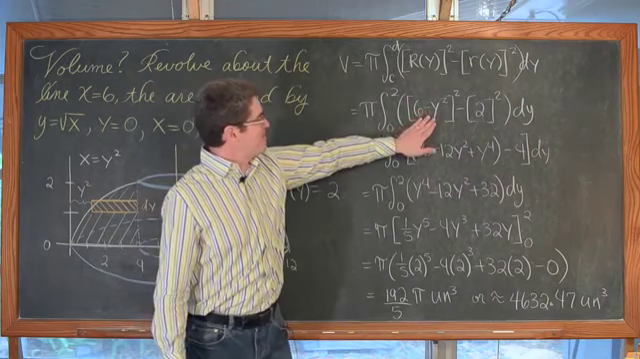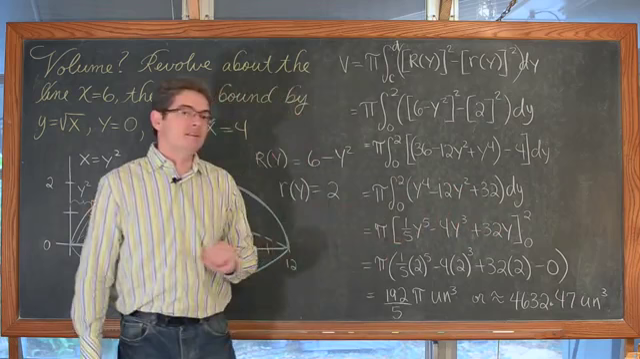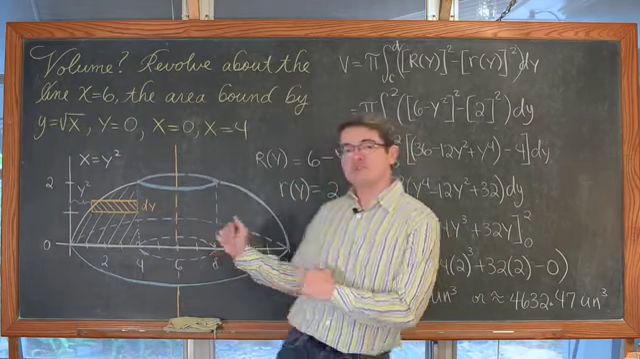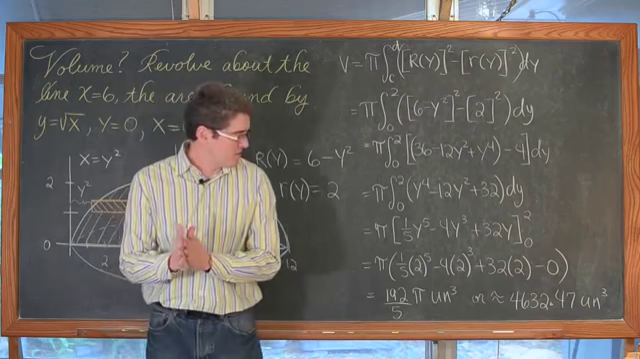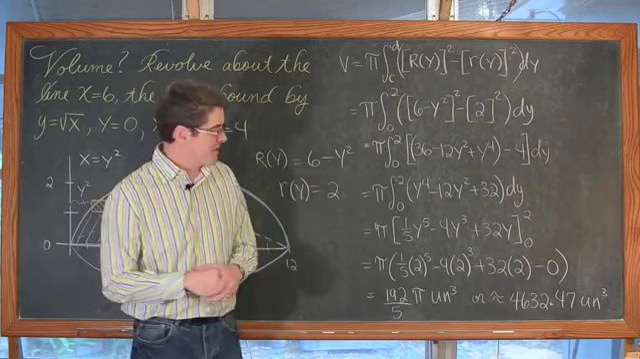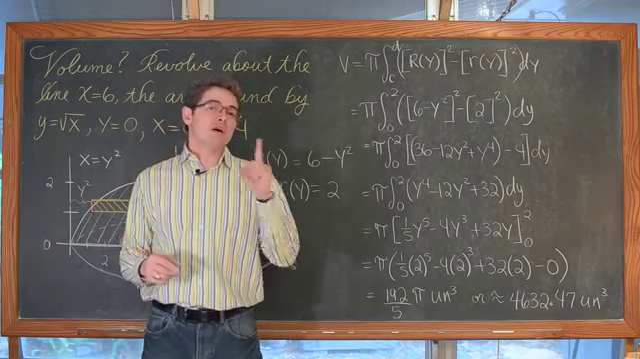All right, so I took that binomial, I squared it, I combined like terms, I went through the process of finding the integral, did the definite integral, and came up with the volume of this solid, which is equal to 192/5 pi cubic units, or approximately equal to 4,632.47 cubic units. If you're still watching, I got one more example.